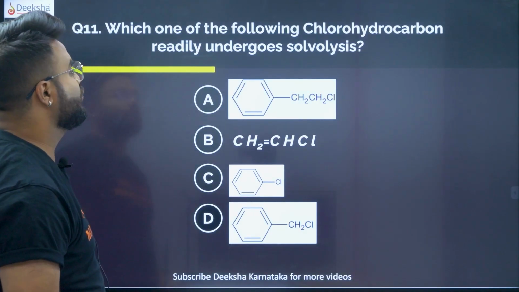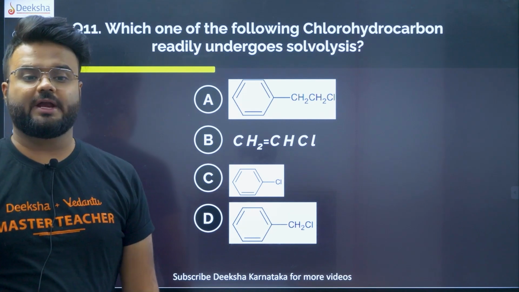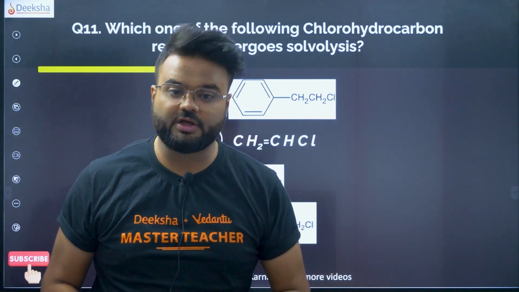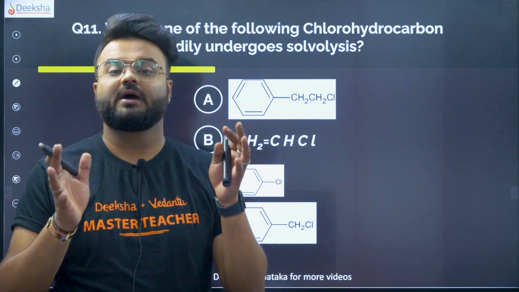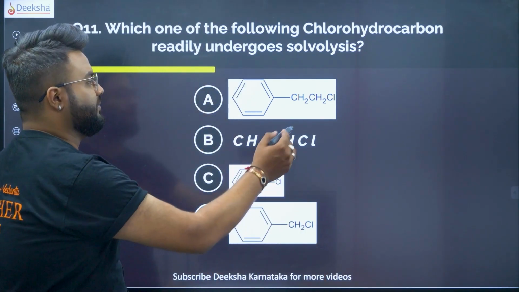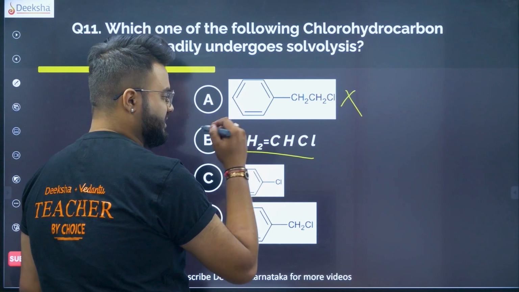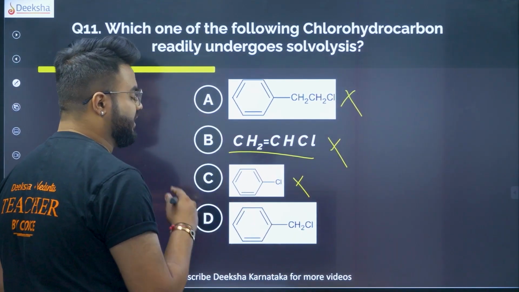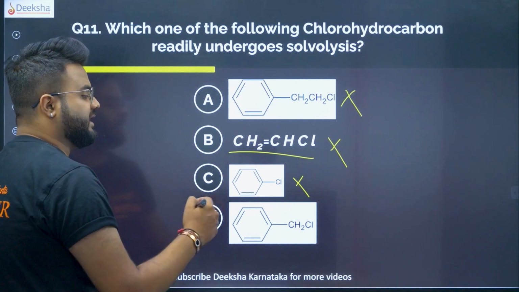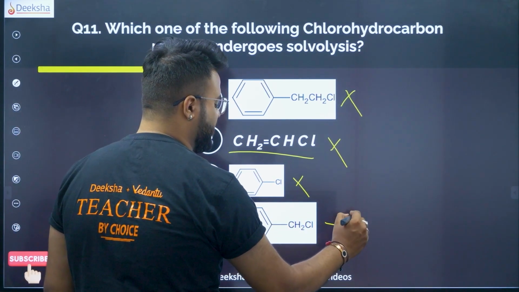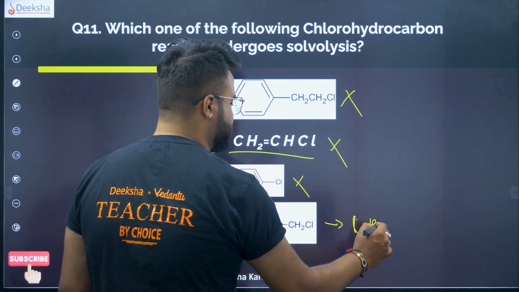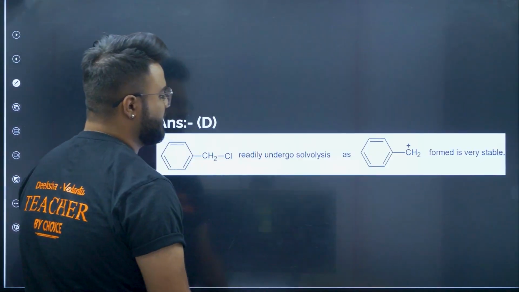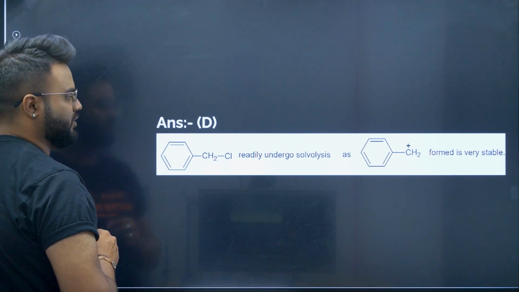Now coming back to: which of the following chlorohydrocarbons readily undergoes solvolysis? Solvolysis is nothing but reacting with water, which readily reacts with water and gives the respective ions. Among these, the alkene will not react. Chlorobenzene will not react. Coming back to benzyl chloride, it can easily undergo solvolysis and gives C6H5CH2+ and Cl-. So therefore it can easily form.